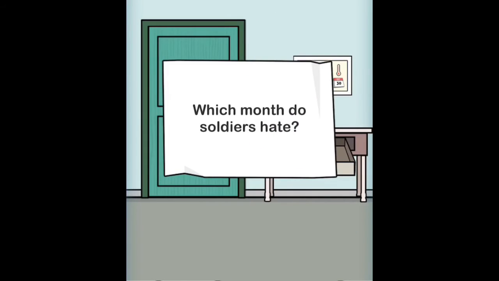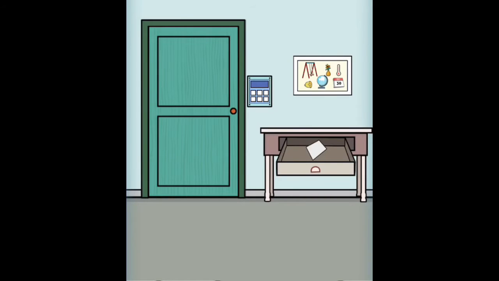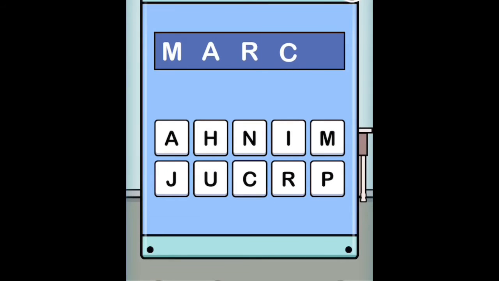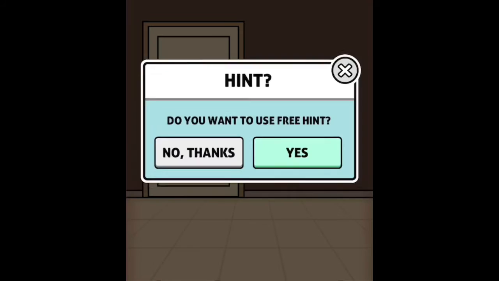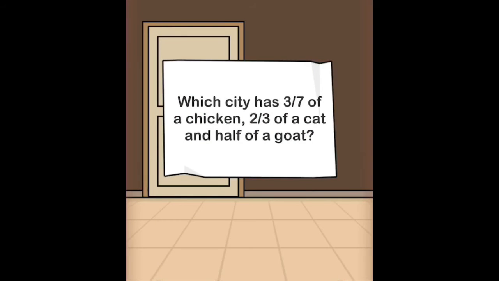Nope. Clear. Which month do soldiers hate? I guess August. I wish I could zoom in on what that says. That's March. That's funny. Which city has 3/7 of a chicken, 2/3 of a cat, and 1/2 of a goat? What? I don't want to use a hint yet.